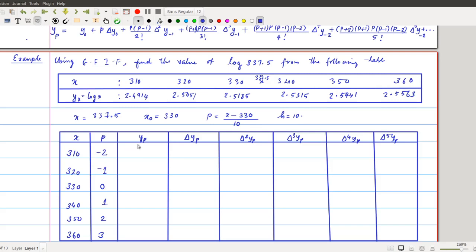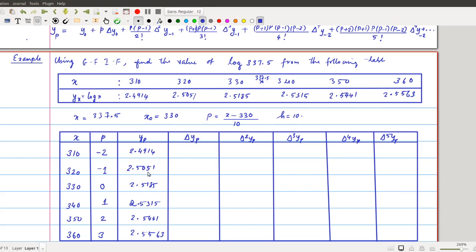Now these are the yp's. The yp's are the values given in the table. So that is 2.4914, 2.5051, 2.5185, 2.5315, 2.5441, 2.5563. Okay, so these are the y values. Now the delta yp is the forward difference, this minus this.